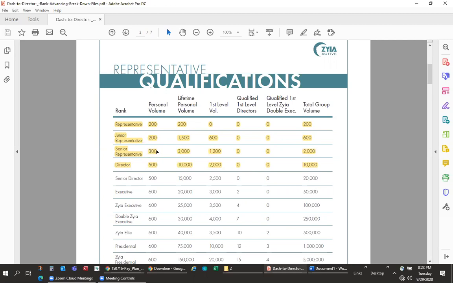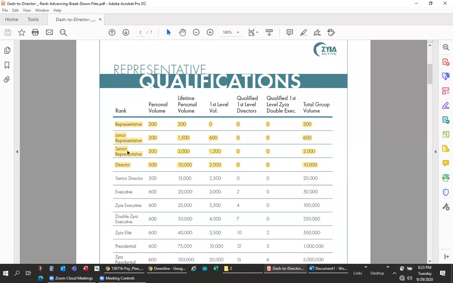So senior rep, you have to sell 200. Your lifetime volume gets to 3,000. And then your first level has to sell 1,200. Again, 1 girl, 5 girls, guys, whatever, has to be 1,200. And then as a group, 2,000.